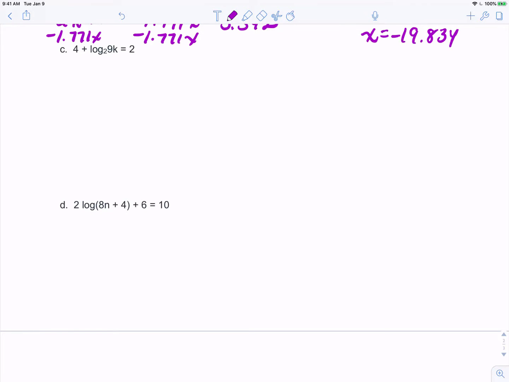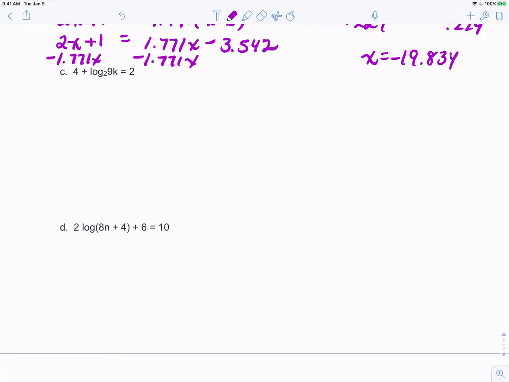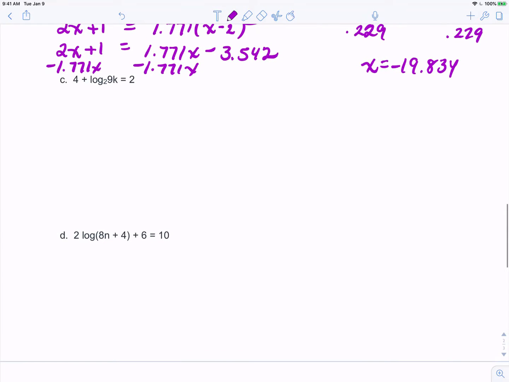So now let's look at the log equation. Here we have this equation, 4 plus log to the base 2 of 9k is equal to 2. The first thing we want to do is get at most 1 log on each side, which means we need to move this 4 to the other side of the equation. So we have log to the base 2 of 9k is equal to negative 2.